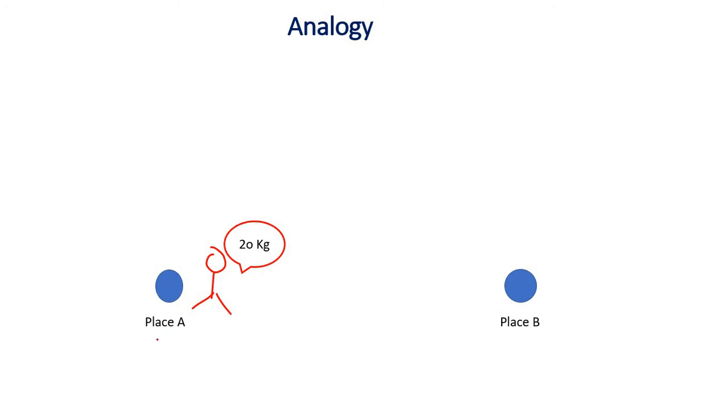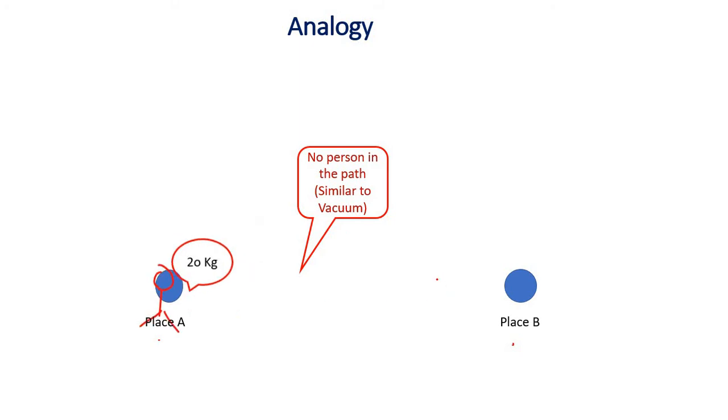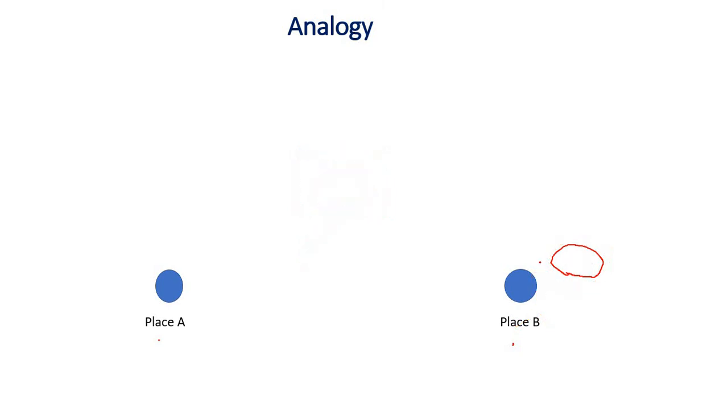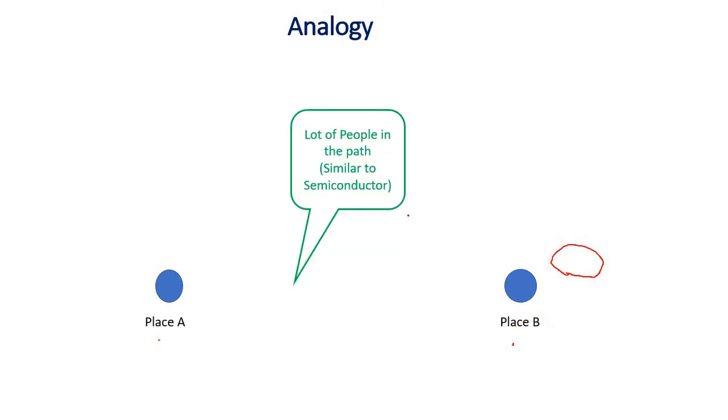Suppose these are two places, like two plates, and no person is in the path, similar to vacuum, nothing in between. So this person can move very easily. This is the actual weight of that person. Suppose there are a lot of people in the path, similar to a semiconductor where a lot of atoms are there. Now this condition is changed.